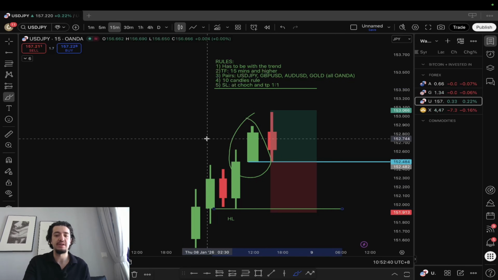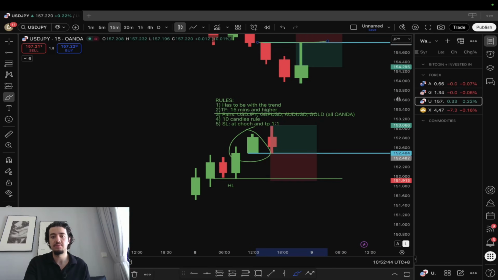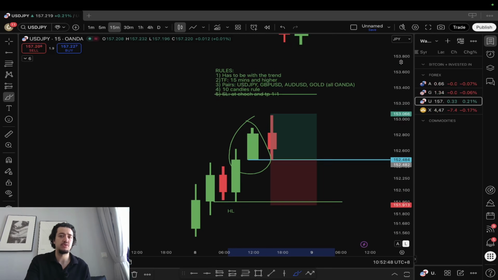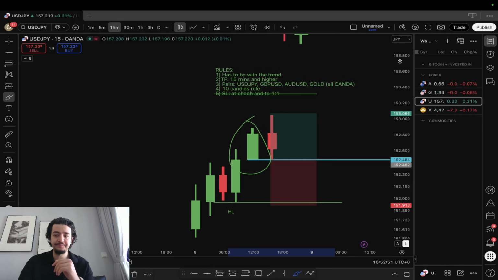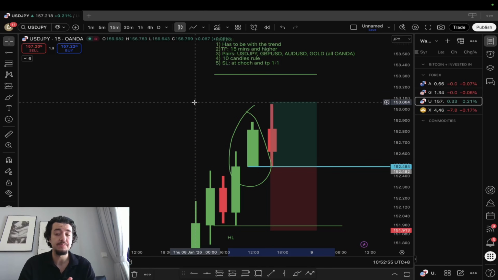And then the fifth rule, which I already explained, is stop loss at change of character, aka we put it at the most recent higher low in an uptrend and the most recent lower high in a downtrend. And the take profit is always 1-to-1. That's it. Now there's one more thing before we jump to the charts that most people actually mess up when they watch my videos.